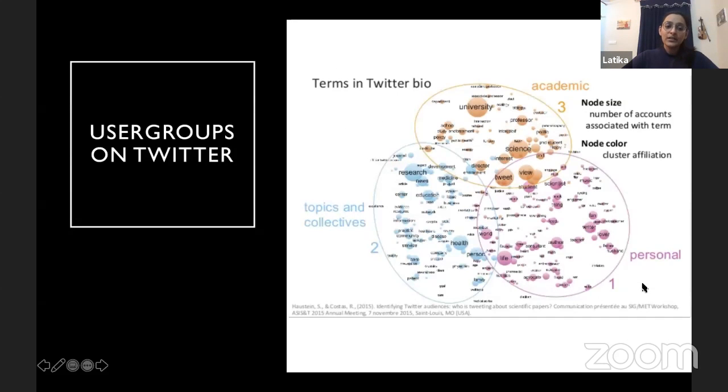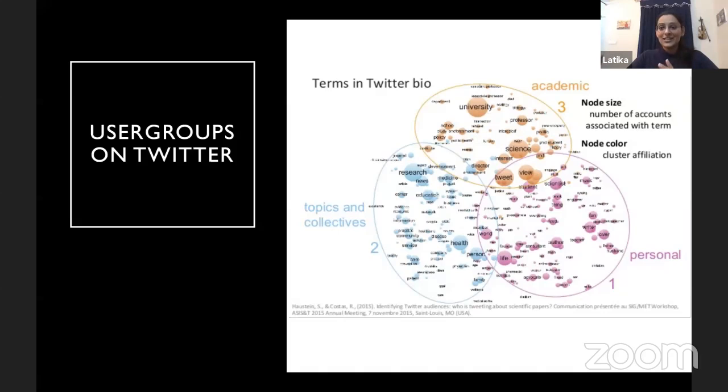So there are various user groups on Twitter. Like you can see, this is the academic circle where they talk of university, science, and then director, school, department, professor. And then there are topics and collectives. So this is the academic, depending on where you're placed. And this is the topic based, like research, education, health, person. And then this is personal, like food or writing, love. Scientists, so there's life; these are different realms altogether.